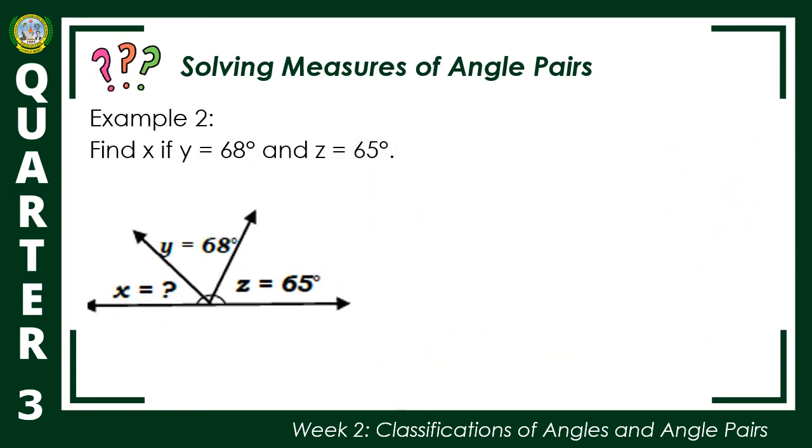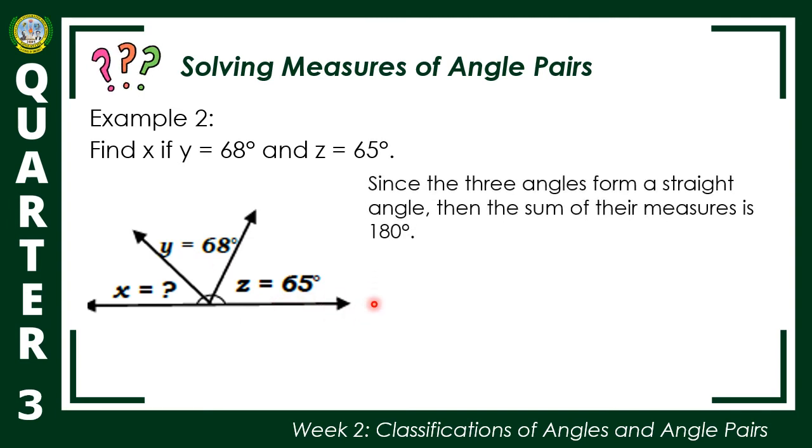Dumako naman po tayo sa ating second example. In this figure, we are going to find the value of x given that y is 68 degrees and z is 65 degrees. So, as you can see, the three angles form a straight angle. So, yung tatlo po. I-apply natin ngayon yung angle addition postulate. Ano? So, x plus y plus z is equal to 180 kasi nga nag-form ng straight angle, di ba?